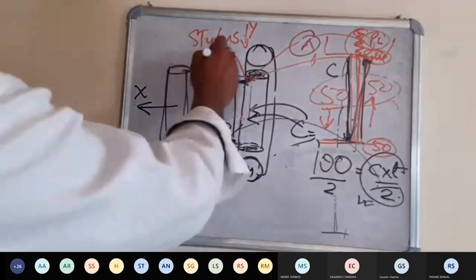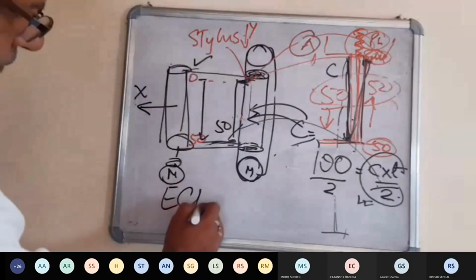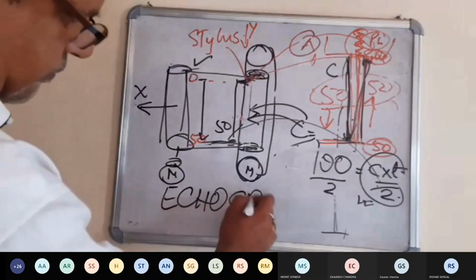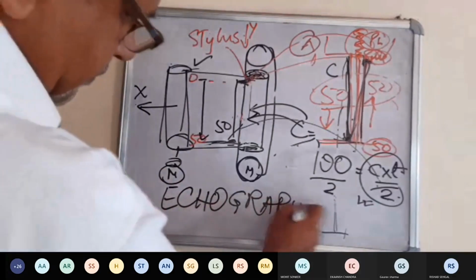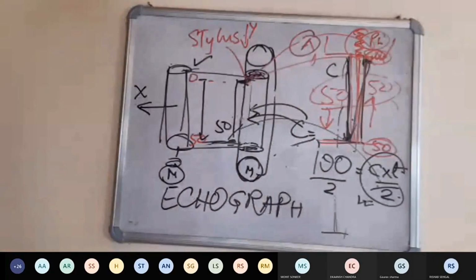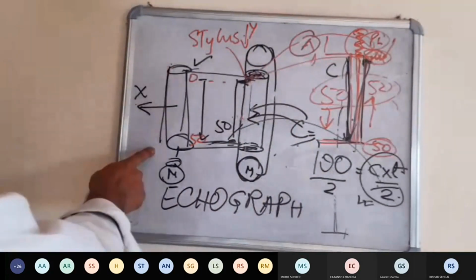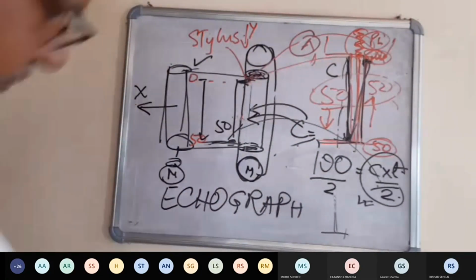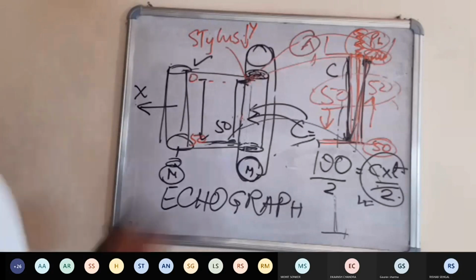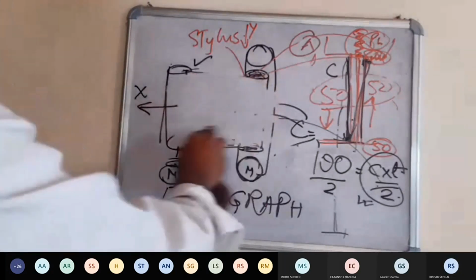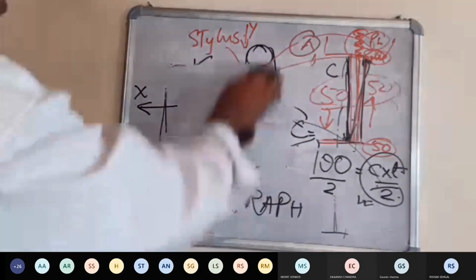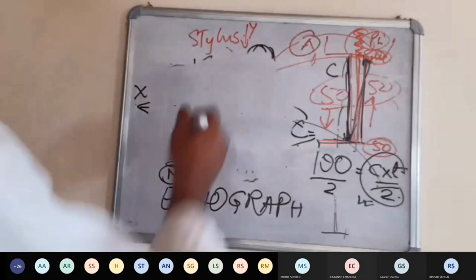This device is known as echograph. This is a recorder. Name is echograph. When we have an electronic display or electronic system, there are no mechanical parts, only the screen.